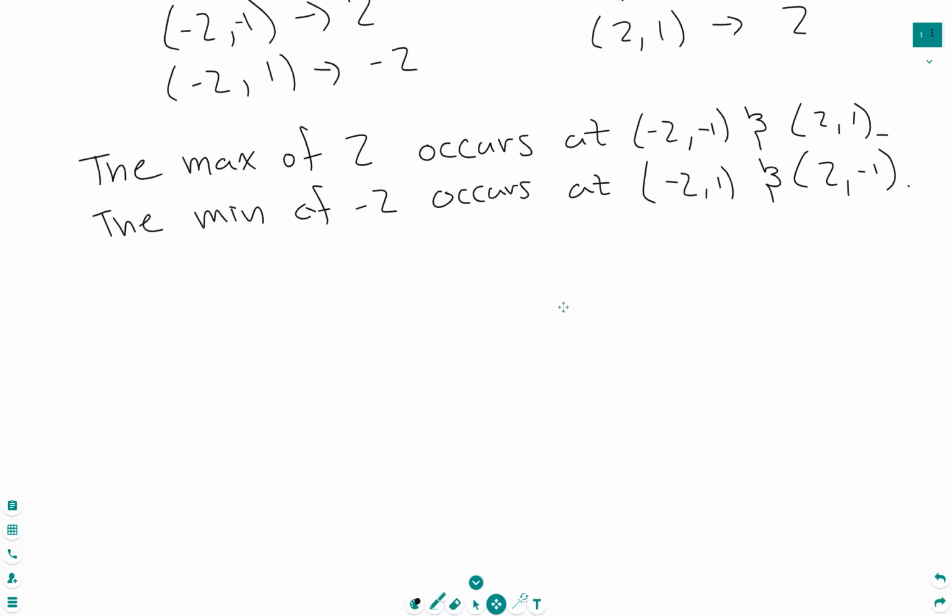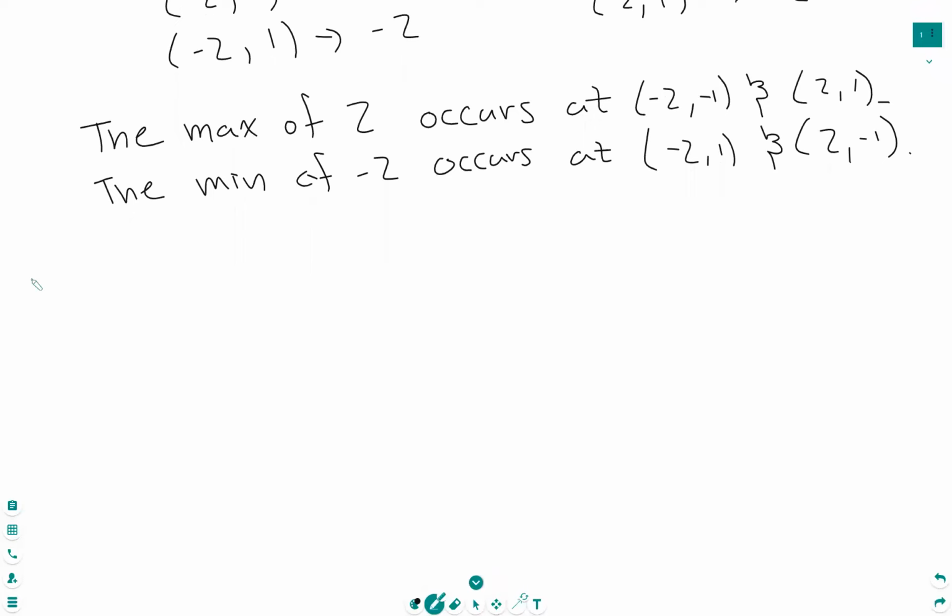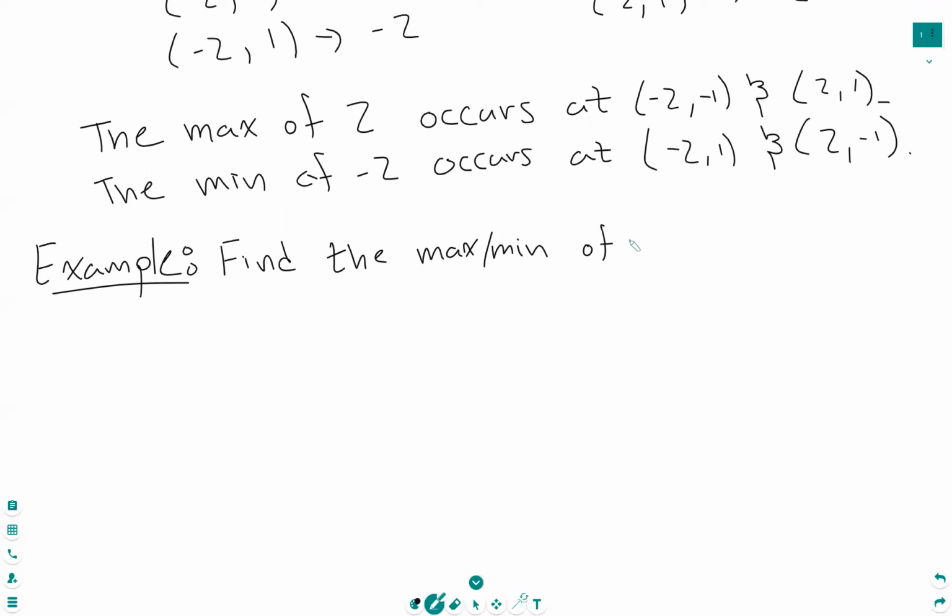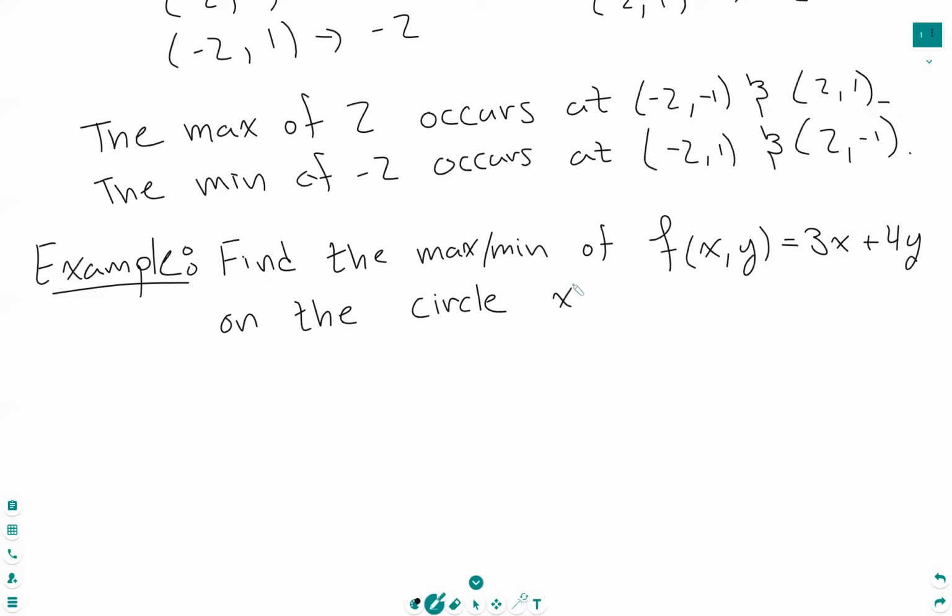Okay, so let's do another one. Let's do another example. Let's again find the max and min of f of x, which is 3x plus 4y, on the circle x squared plus y squared is equal to 1.